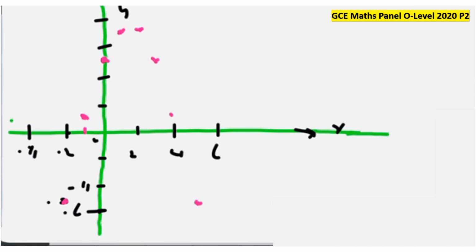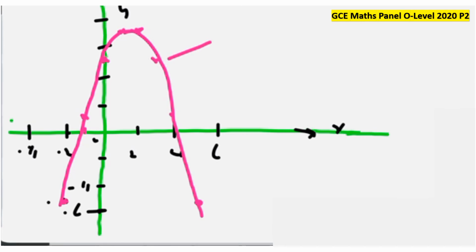So we have these points, so we can now link them with a smooth curve. And that is the curve of the function y equals f of x.